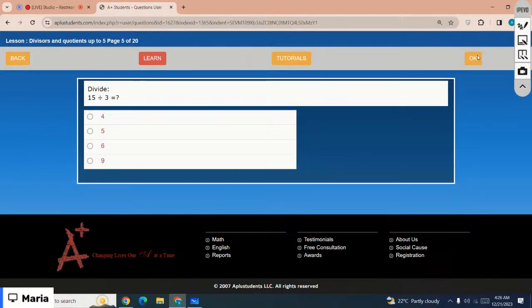Okay, the next one is 15 divided by 3. You need to count a table of 3 until you get the answer 15. So, which is the correct option?